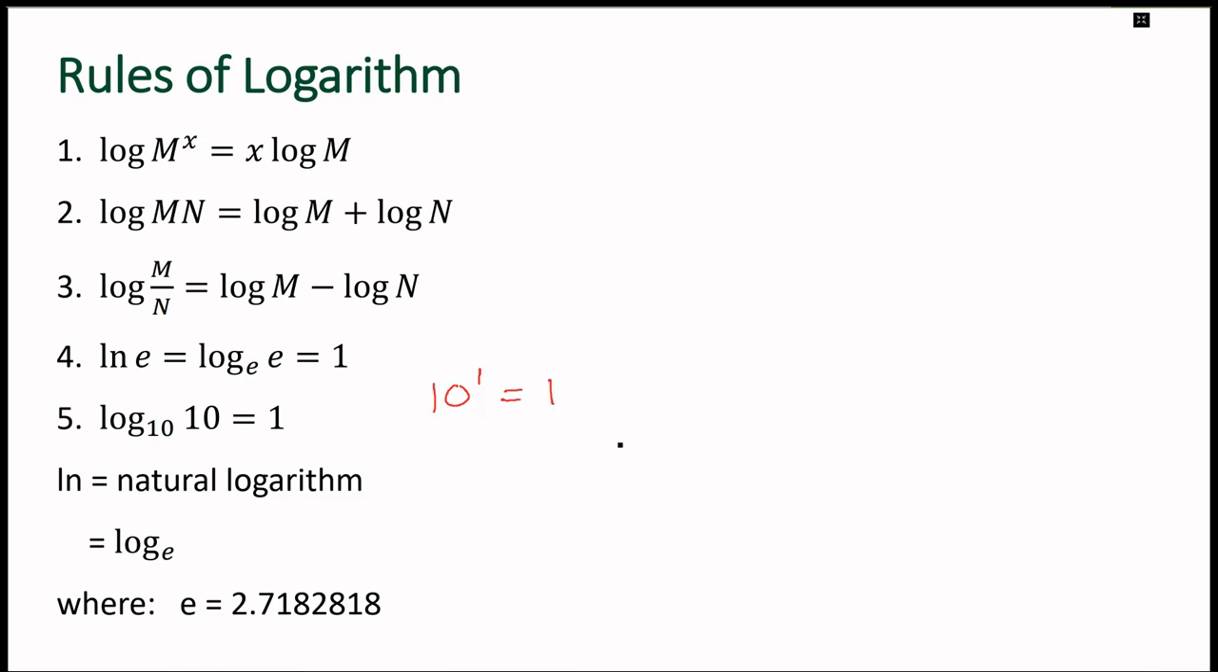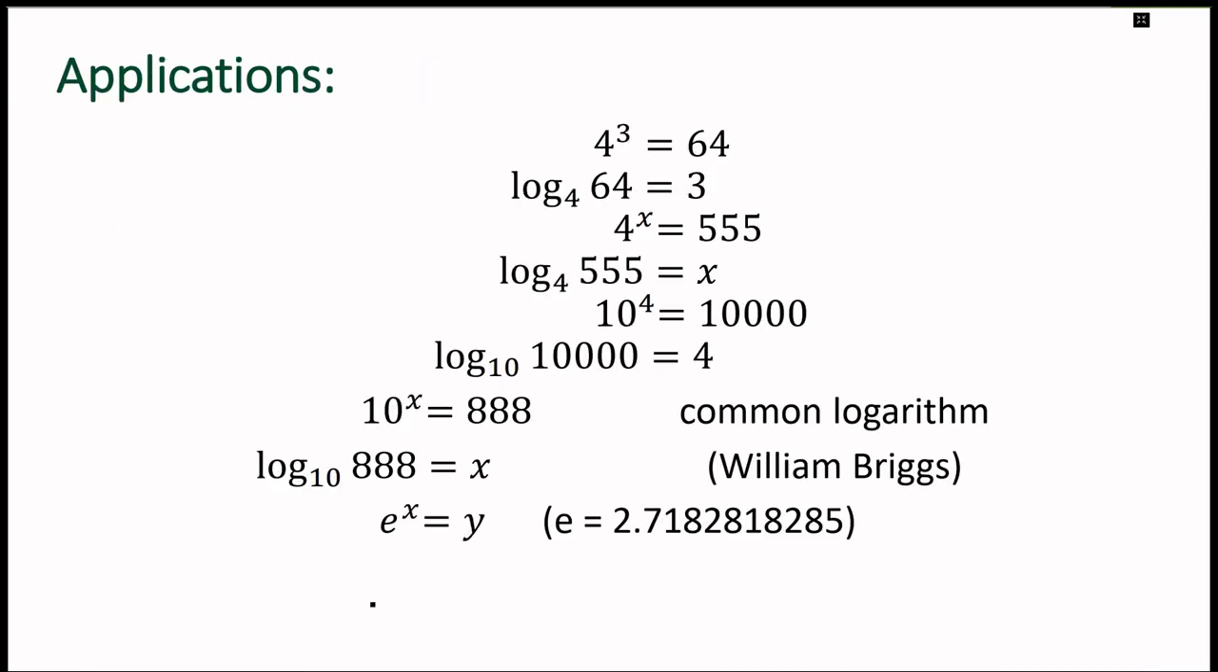Okay? So when we use ln, we have the natural logarithm. It's just like writing logarithm to the base e, where e is 2.7182818. This is a repeating number. Okay, it doesn't end there. You just write it ending there because it's too long to write.